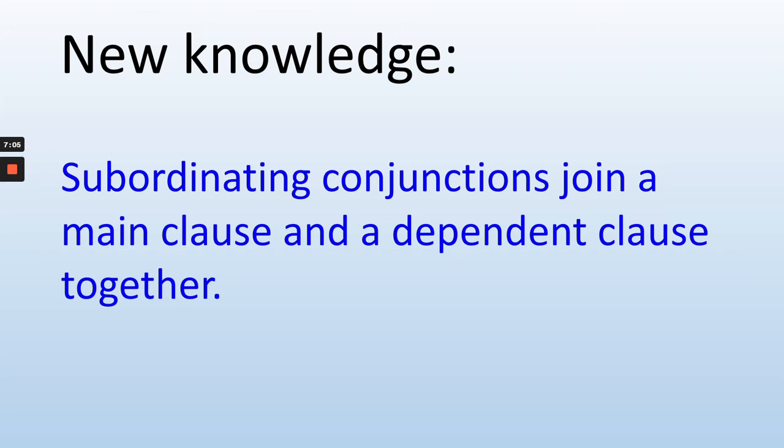Fantastic. So now that we have worked out what's going to happen in our story, we need to remember what are those skills and language features we're going to include in our story. The first one is subordinating conjunctions. My turn. Subordinating conjunctions join a main clause and a dependent clause together. Your turn.